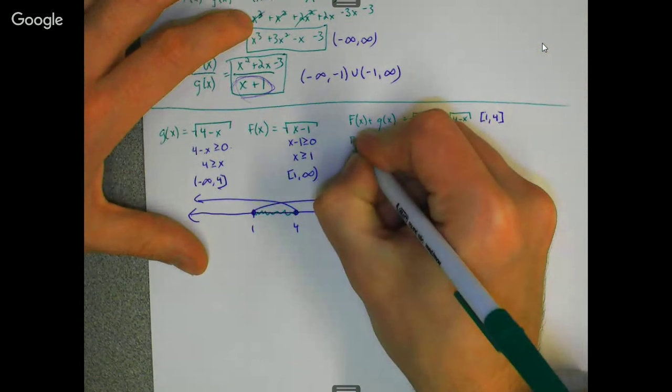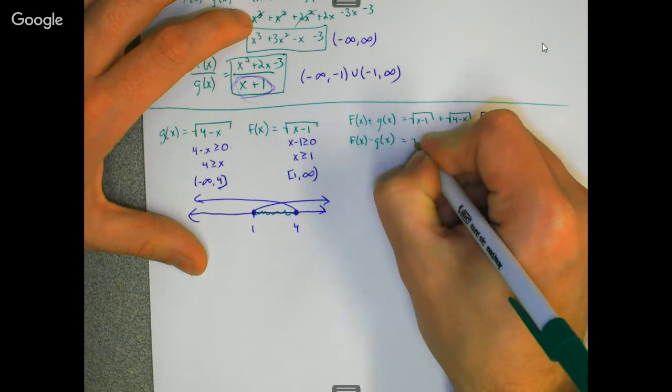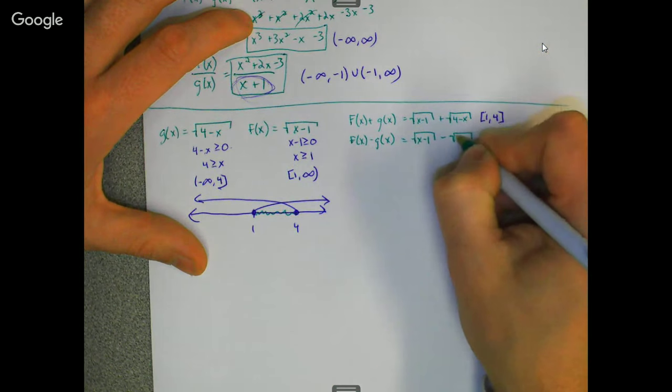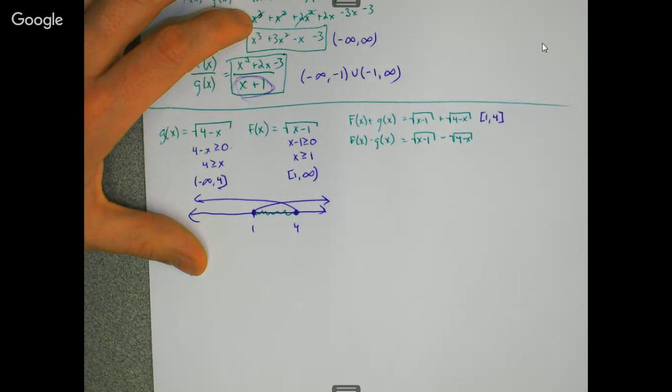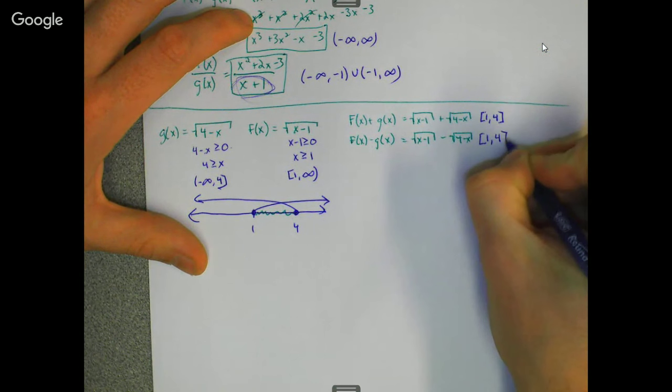So then we have f of x minus g of x. So that's radical x minus 1 minus radical 4 minus x. Again, we can't do anything with those, but our domain is 1 to 4.